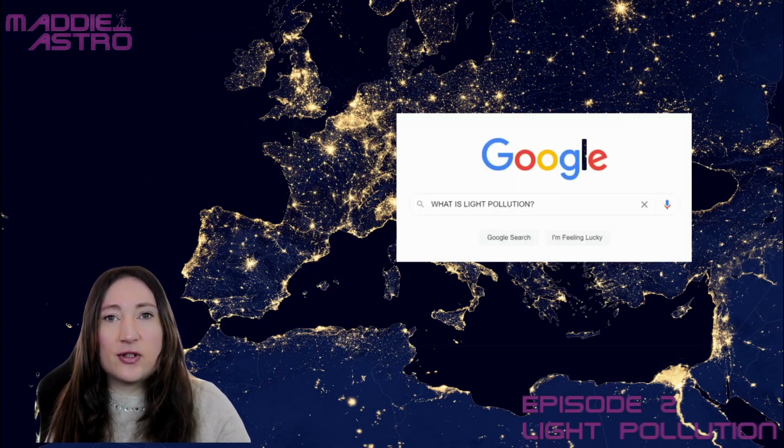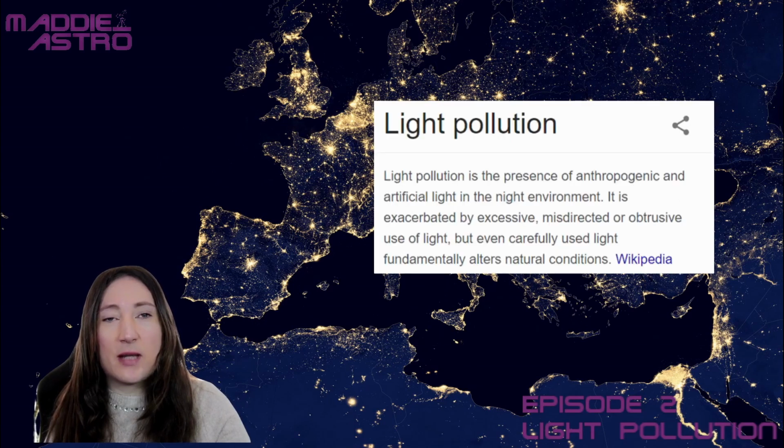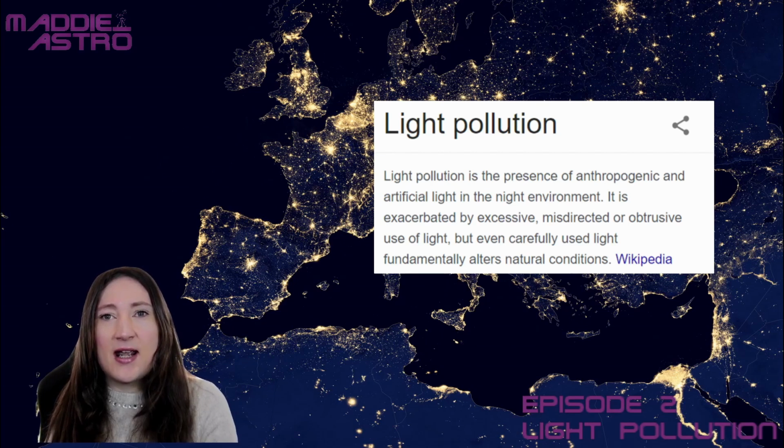I gave it a quick Google, and according to Wikipedia, light pollution is the presence of anthropogenic and artificial light in the night environment. Now, this is a bit of a strange statement, because I would have said anthropogenic and artificial would be the same, unless you're applying something not human created light, artificial light. But hey, I don't know who wrote it, it might have been written by a conspiracy theorist, I don't know.